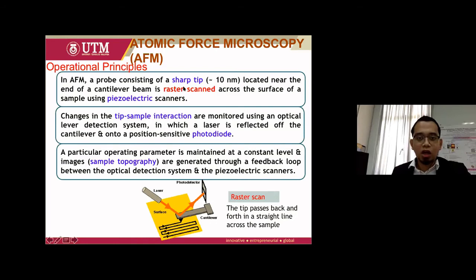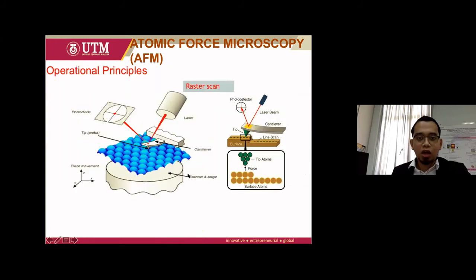Okay, this is the operational principle. As I mentioned, it works based on the sharp tip, and it works using piezoelectric scanners. You have changes in the tip-sample interaction. So you have a tip here, and it's going to move along what we call the raster scan, and in the end it's going to transfer this interaction to generate a sample topography. The tip here is known as the cantilever. The ability for you to distinguish which one is a compatible cantilever is important.